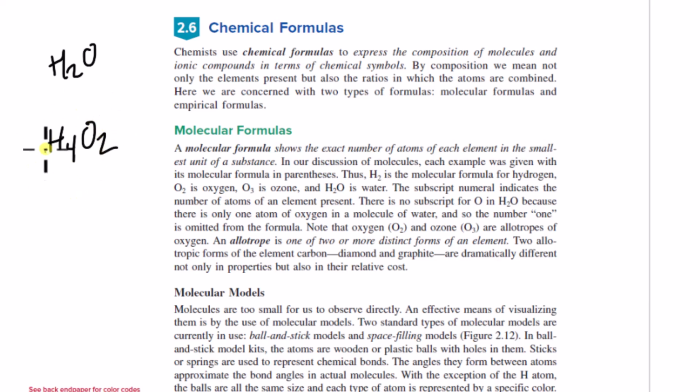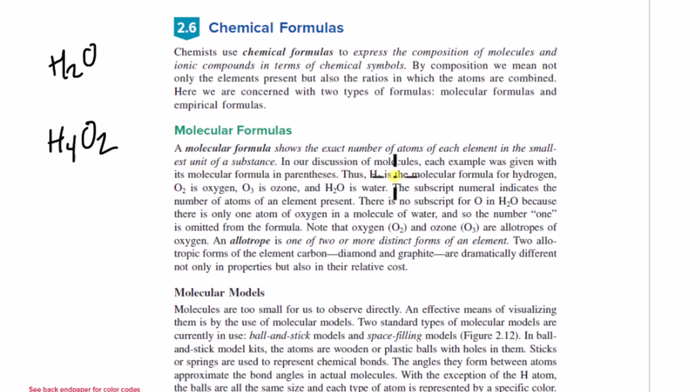But since this is a molecular formula, we also know that in this substance, there are these individual molecules that are built up. Each molecule is going to have 4 hydrogen atoms and 2 oxygen atoms. So with a molecular formula, you get more than just that it's composed of these atoms in these proportions. You get information about the molecules themselves as well, right? So a molecular formula shows the exact number of atoms of each element in the smallest unit of a substance.